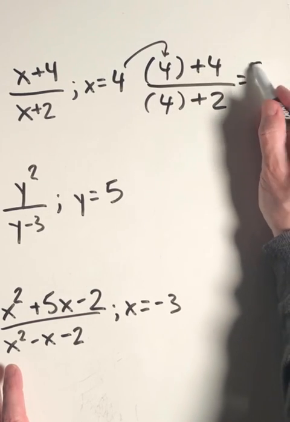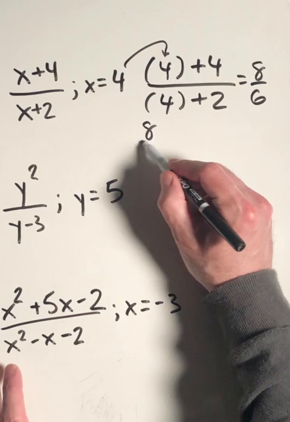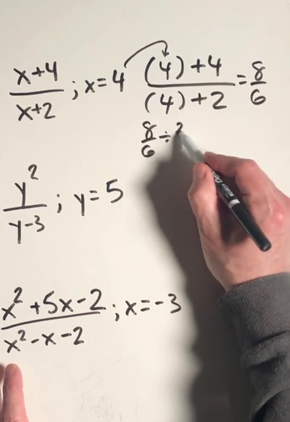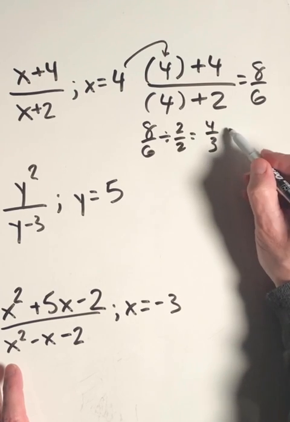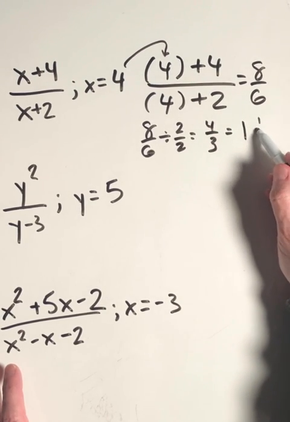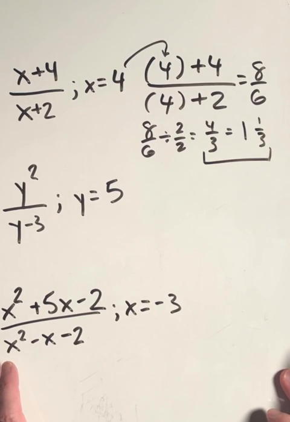So 4 plus 4 is 8, 4 plus 2 is 6, so this is 8/6, which we would simplify down by dividing each of these by 2, halves or 1 whole, and that would be 4/3, which we could also write as 1 and 1/3, so either of these would be an acceptable output or answer for that.